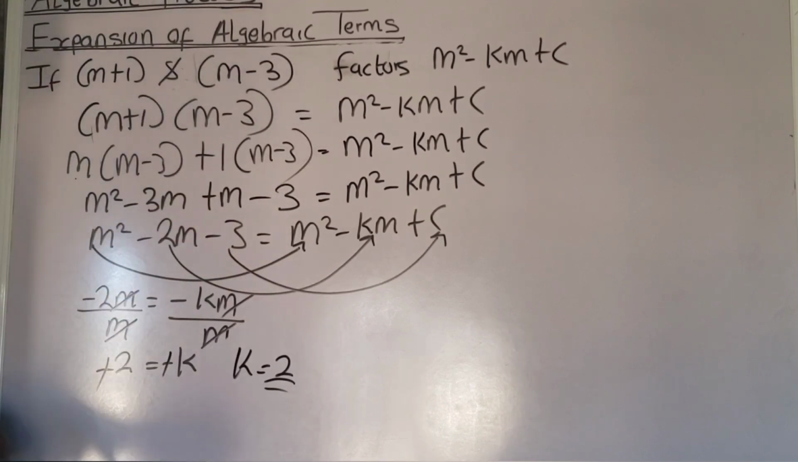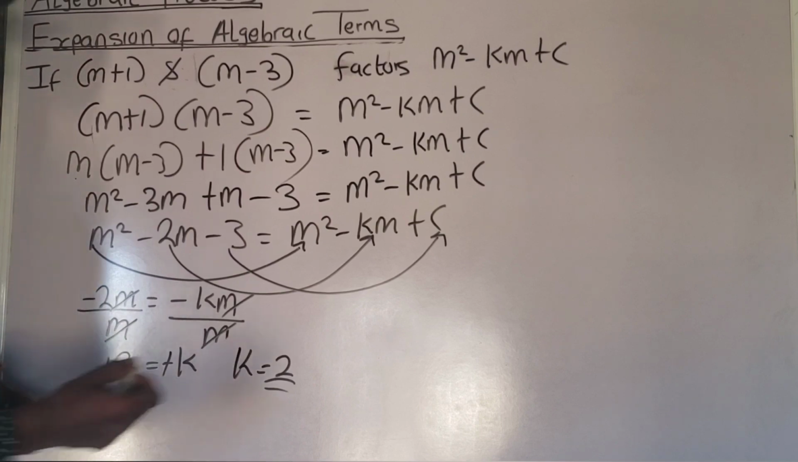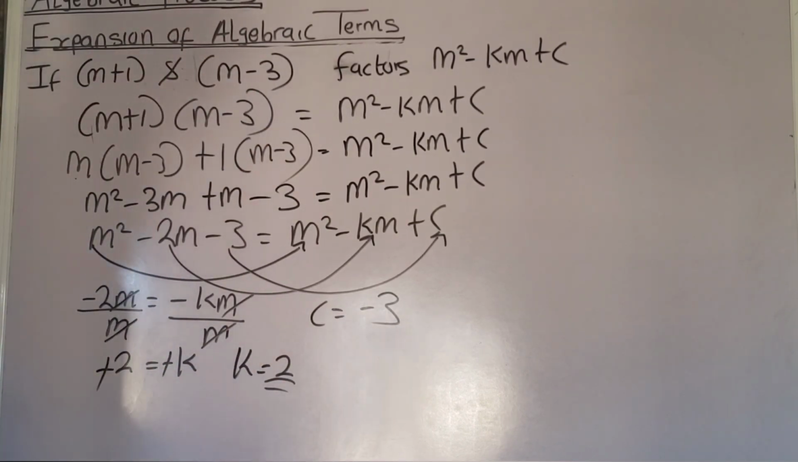Do you understand? Now let us find the value of c. For this, we can easily get the value of c. C will be equal to negative 3. You understand? So that is the value of k and c. The value of k is 2 and the value of c is negative 3.